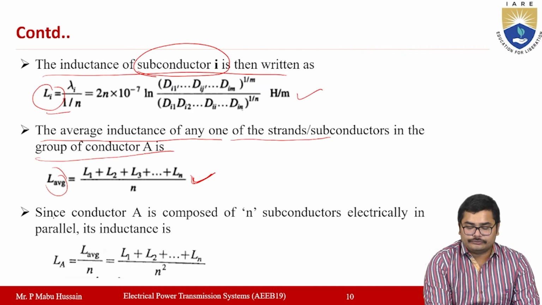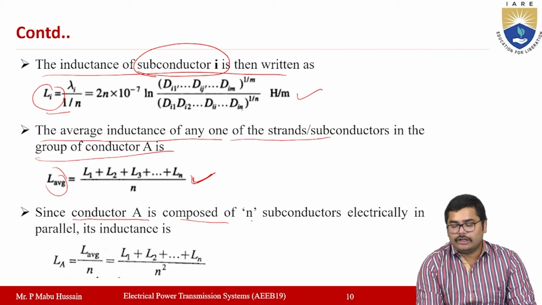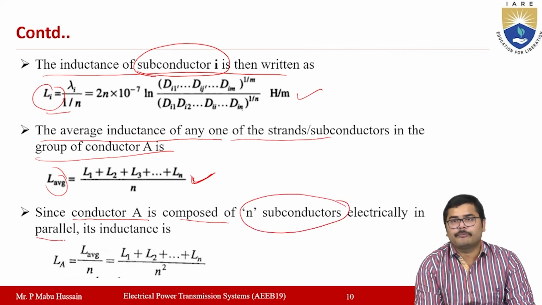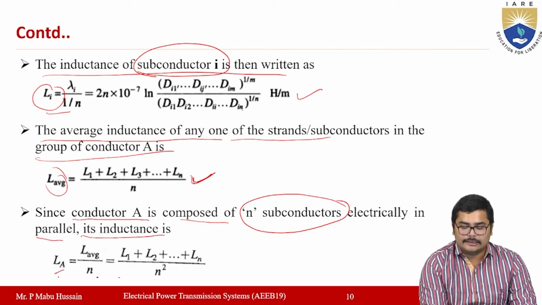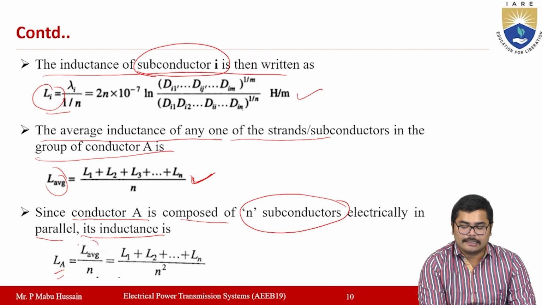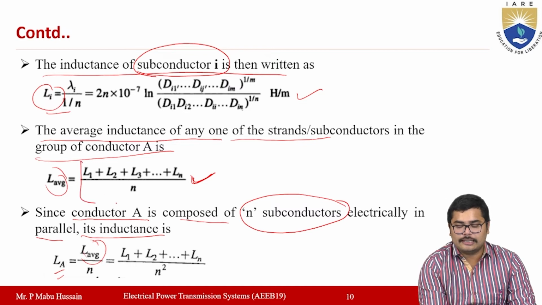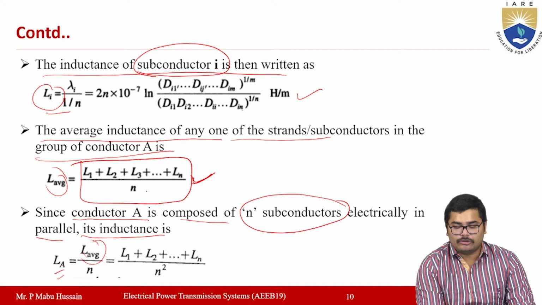Similarly, in conductor A you have a total of n subconductors which are electrically connected in parallel. So the inductance here you can write as La. This La will be equal to the average inductance divided by the total number of subconductors in composite conductor A. The L average value is L1 plus L2 plus and so on plus Ln, divided by n.